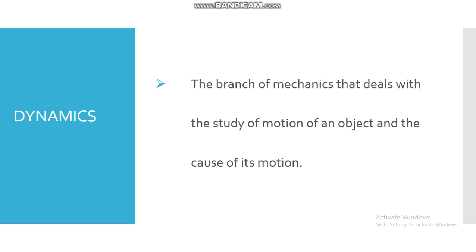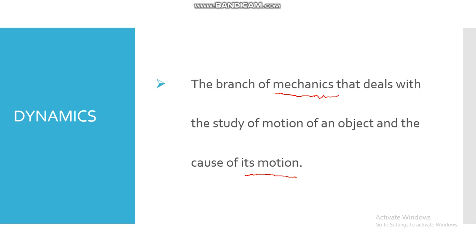Now first of all, dynamics. The name of the chapter is dynamics, so we should know the definition for dynamics, that what actually dynamics means. So the definition is: the branch of mechanics that deals with the study of motion of an object and the cause of its motion. So dynamics is a branch of mechanics that deals with the study of motion of an object and the causes of its motion.